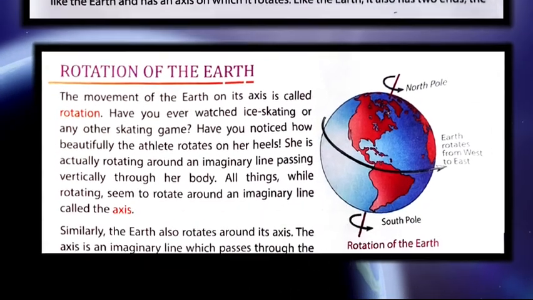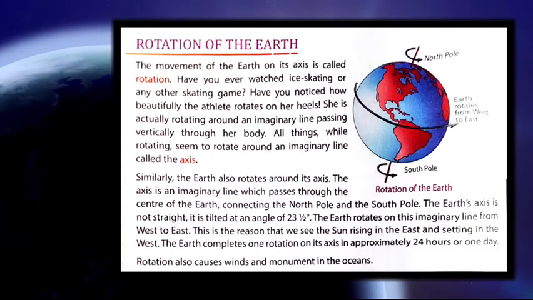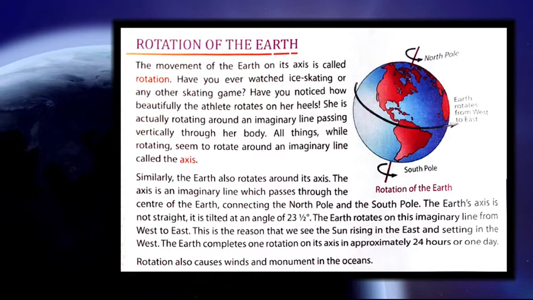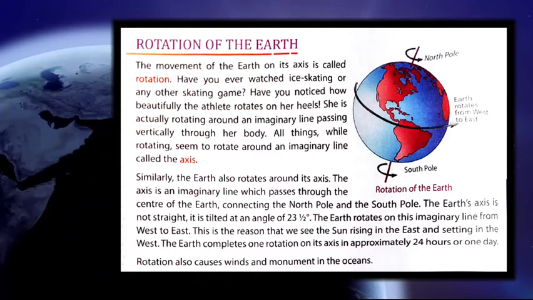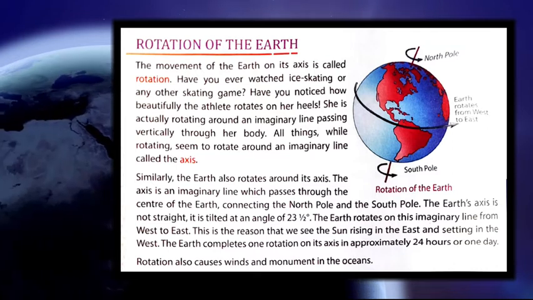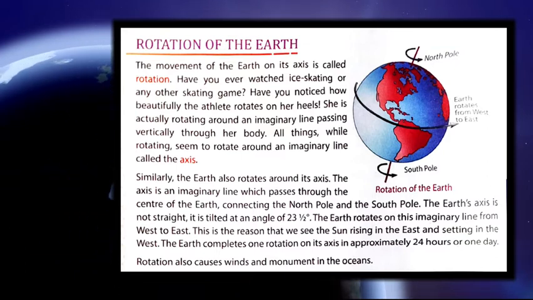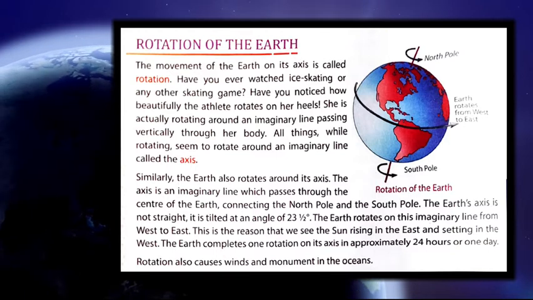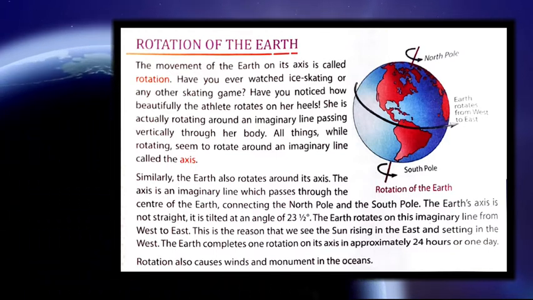The movement of the earth on its axis is called rotation. Have you ever watched ice skating or any other skating game? Have you noticed how beautifully the athlete rotates on her heel? She is actually rotating around an imaginary line passing vertically through her body. All things, while rotating, seem to rotate around an imaginary line called the axis.